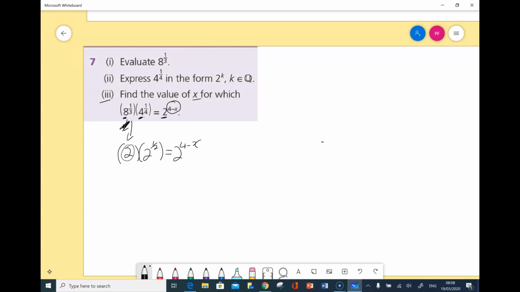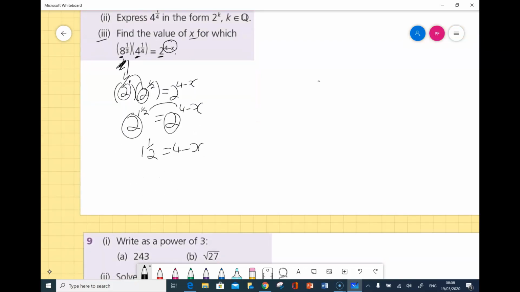Now I've got two base numbers here that are the same. That 2 is to the power of 1. So when two numbers are multiplying, what do we do to the indices? We add them. So 1 plus a half is 1 1/2. And that's equal to 2 to the power of 4 minus x. Now our base numbers are the same. That means our indices must be the same. So 1 1/2 is equal to 4 minus x.